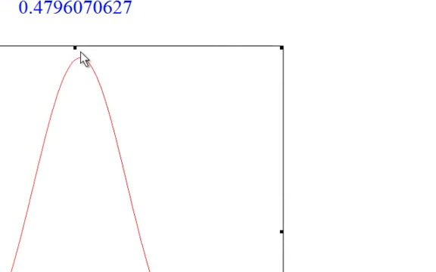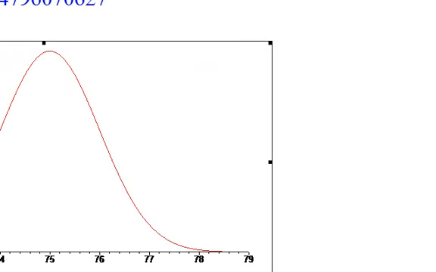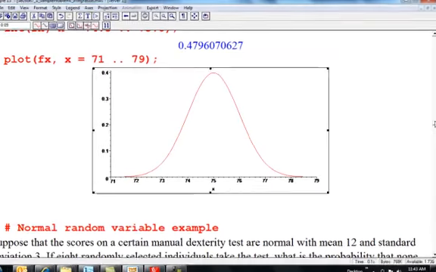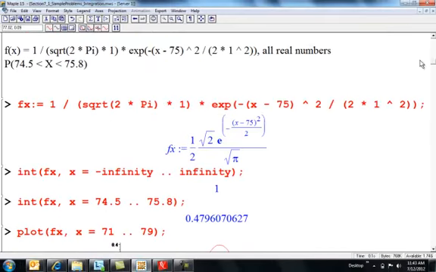Standard deviation of 1 means about 68% of your data is within 1 standard deviation. So from 74 to 76, there's about 68%. 73 to 77, 95%. 72 to 78, 99.7%. So most of your area is within 3 standard deviations. And I think that's good for this problem.